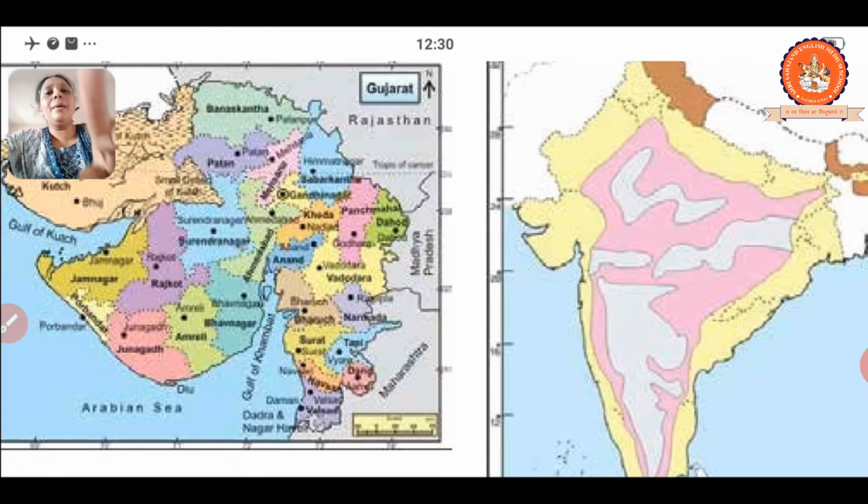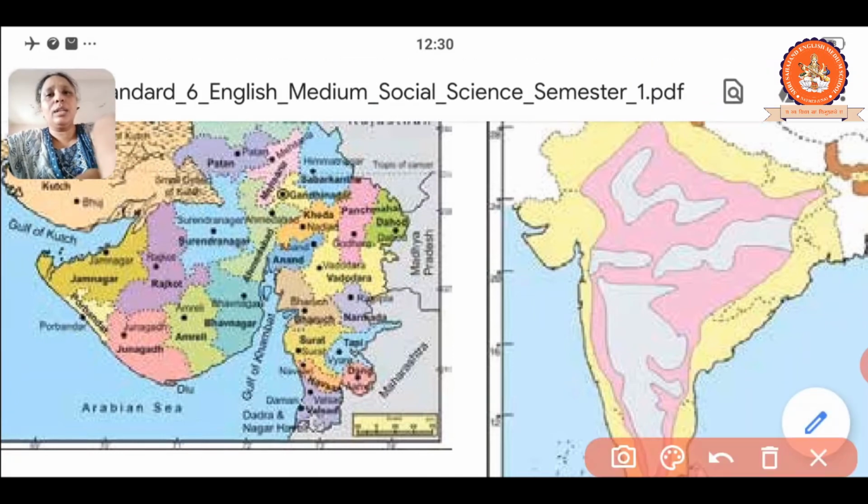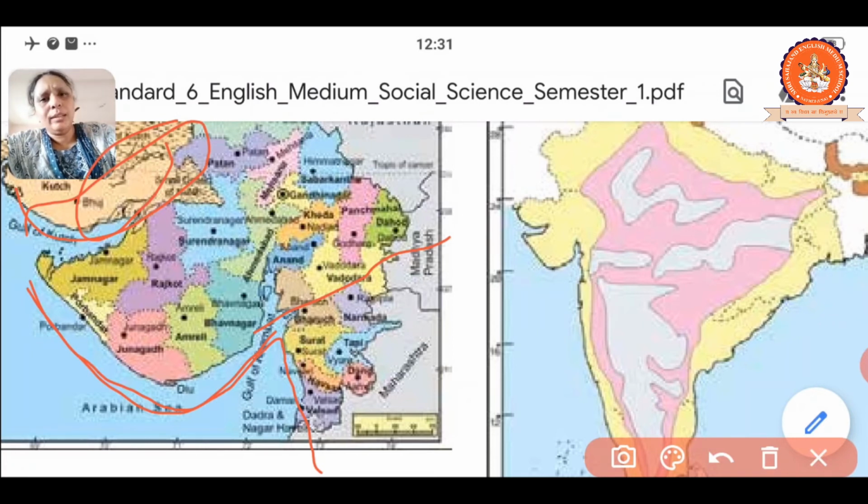Understood? If I am asking about Gujarat, this is a desert area. This is a coastal line. Here is the Narmada river. This is called a physical map. If I ask about the coastal line of Gujarat, this part, here is a desert area. Here the rivers are. Here in Somnath, in Junagadh district, the hills and mountains are there. That is called a physical map.